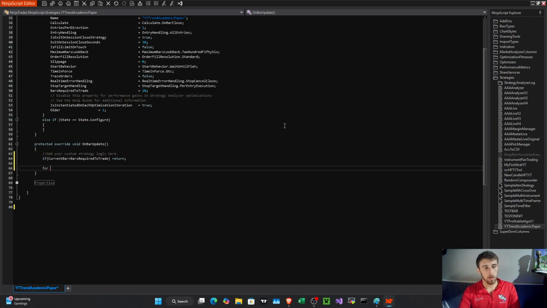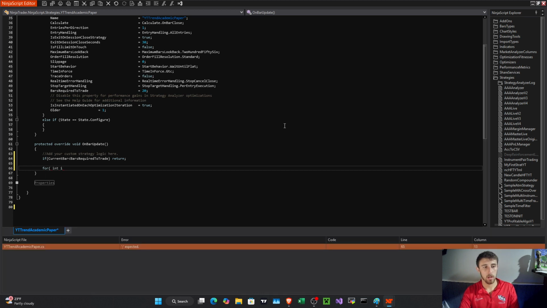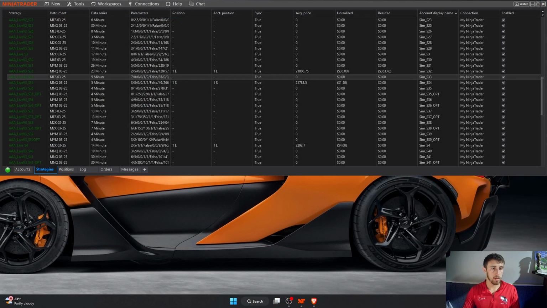We're going to do for int I, I is less than 5, then we add 1. So this is just a basic for loop. It's saying, for, then we're setting a variable I. If I is less than 5, then we're going to execute whatever code is in here, and after all that, we're going to add 1 to I each time. So this will loop through 5 times.